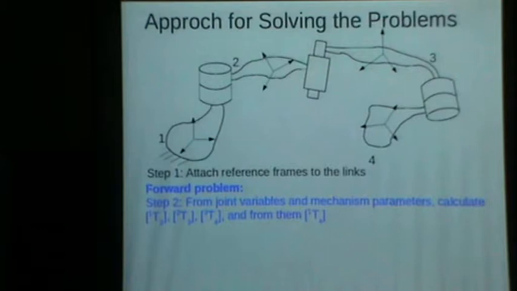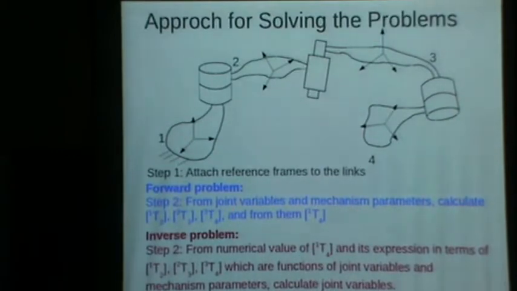Of course, we have now stated how these have to be fixed. How do we define joint variables and mechanism parameters? We need to do that. But before that, the inverse problem will be solved similarly. So the step 2, the first step is there.